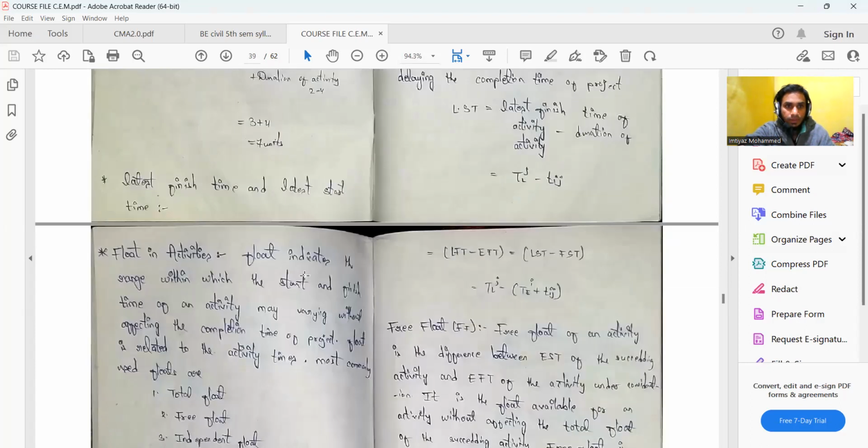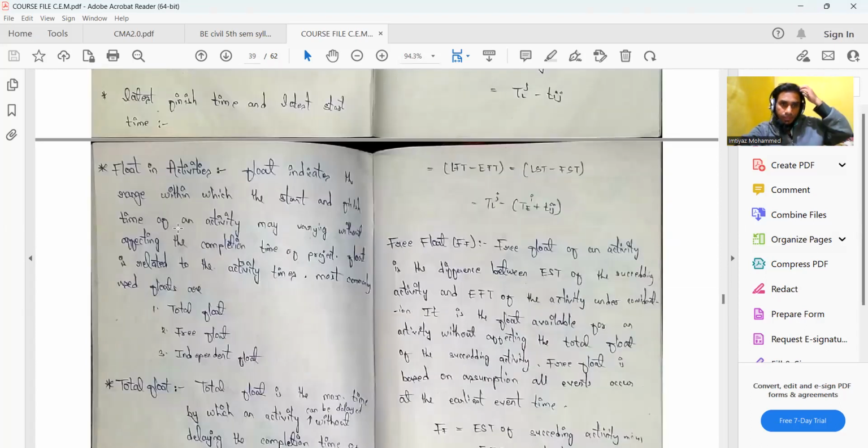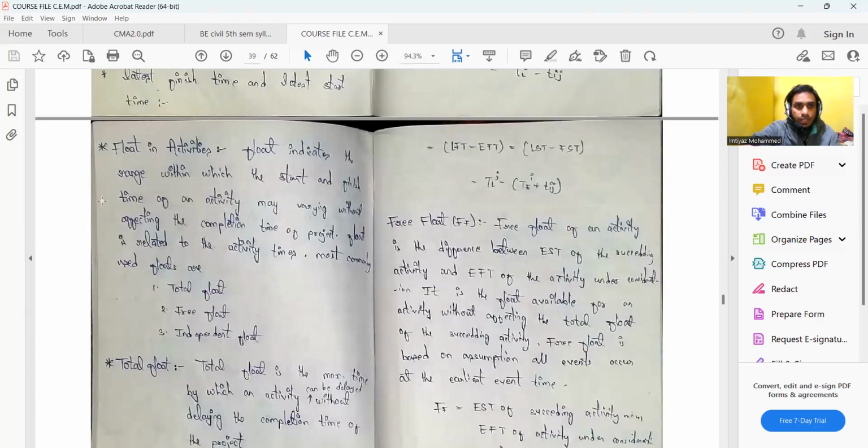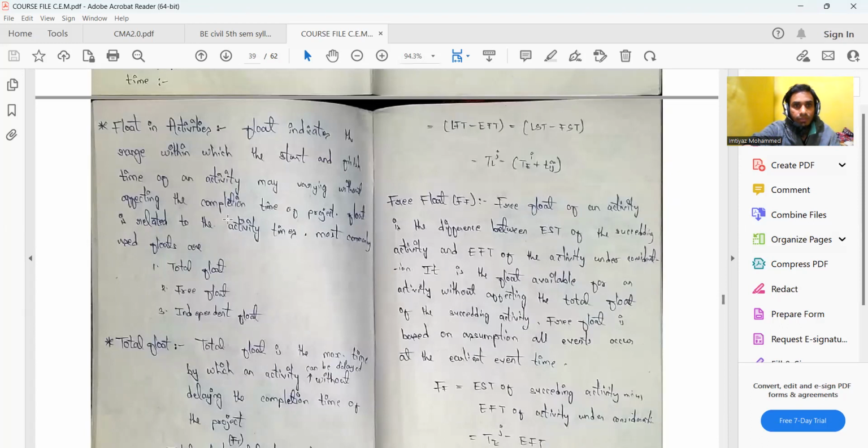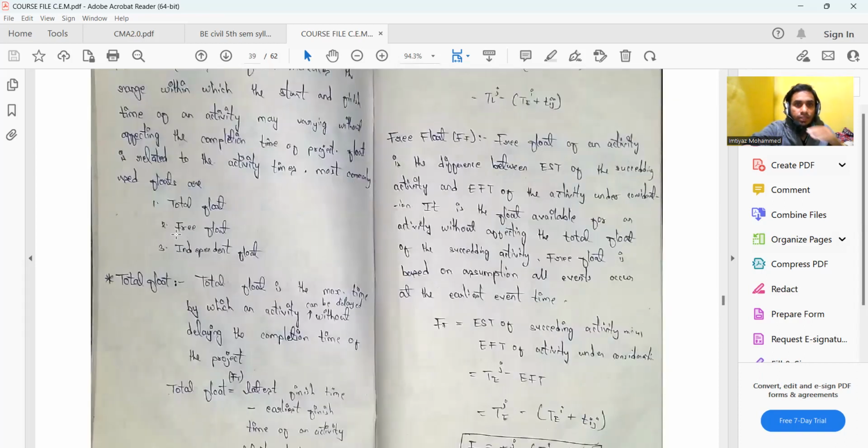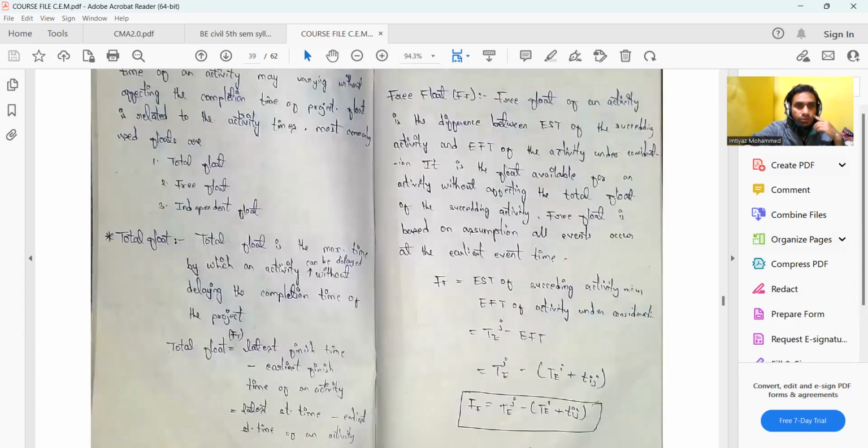Now we have another very important definition in terms of floats. Float indicates the range within which the start and finish time of an activity may vary without affecting the completion time of the project. Float is related to activity times, and there are three common floats: total float, free float, and independent float. Let us see one by one how these different kinds of floats are defined.